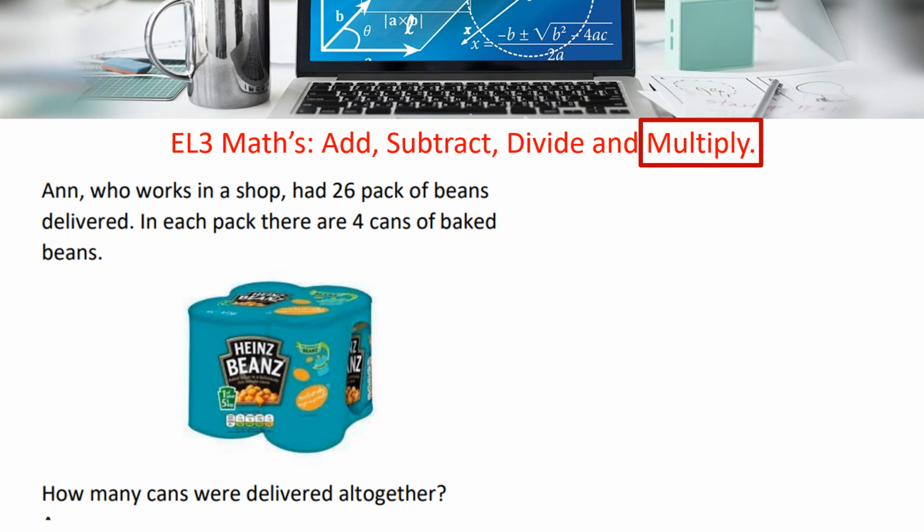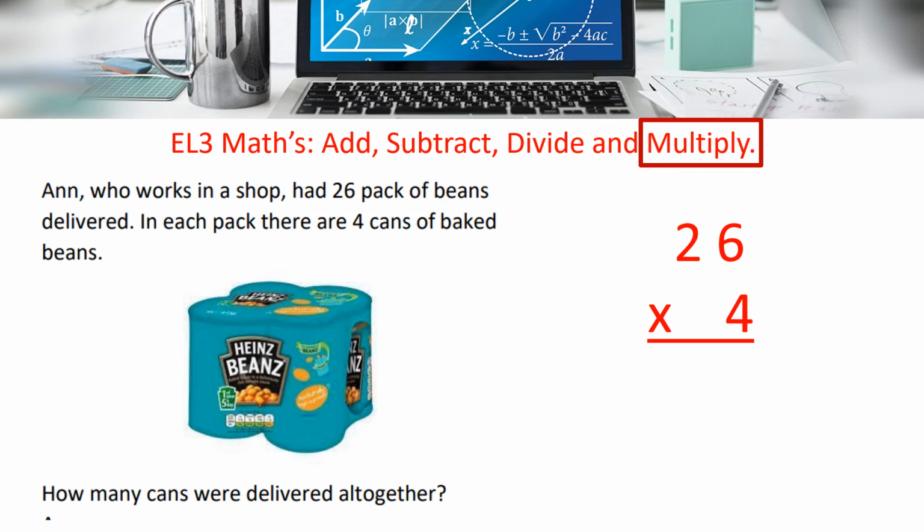Alright, let's try this. Anna works in a shop. She has 26 packs of beans. In each pack there are 4 cans of beans. How many cans were delivered altogether? So it's 26 multiplied by 4.